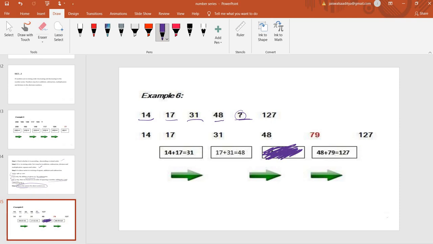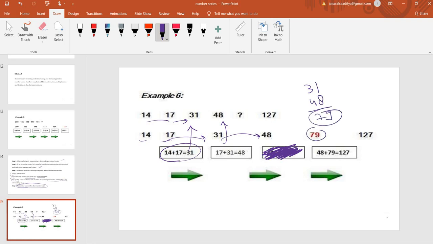So we'll observe what we have to take. This is the first question. This is the first number, this is the second number. So what is the third number? Addition of these two numbers. 14 plus 17 will come 33. 17 plus 31, again it will come 48. 31 plus 48, it will come 79.